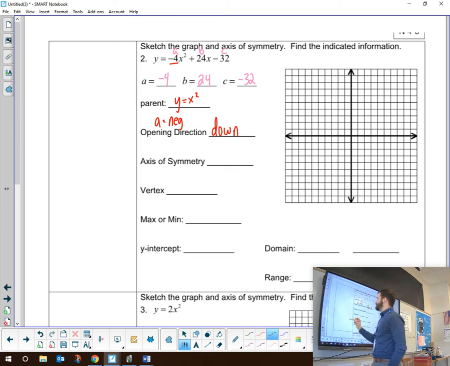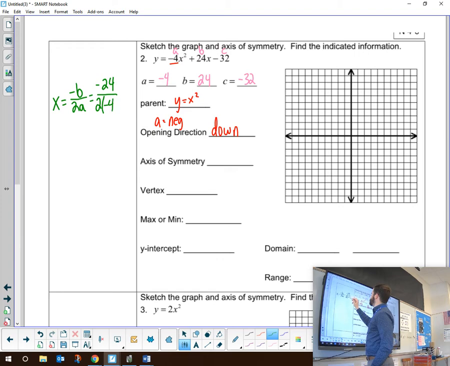Now, we find our axis of symmetry. Now remember, to find my axis of symmetry, we go x equals -b over 2a. X equals -b divided by 2a. So we plug in my -b, and my b in this case is 24. So -24 over 2 times my a. And my a is -4. So let's work this out. 2 times -4 is -8. -24 divided by -8 is going to give me a +3. So in this case, my axis of symmetry is x equals 3.